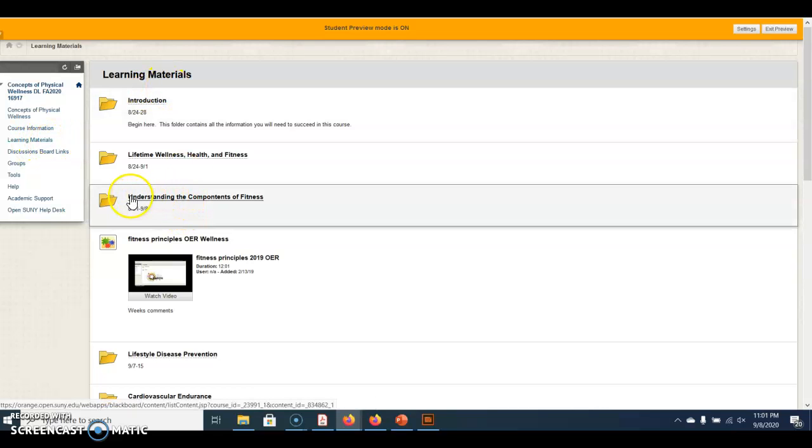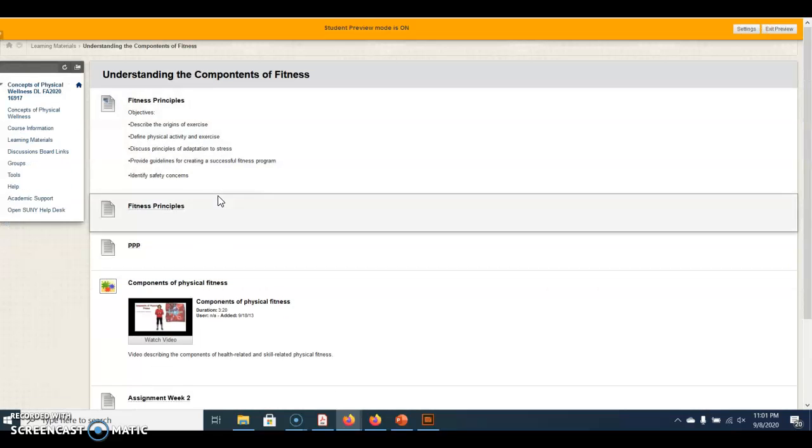Each week there is a new folder. This week our folder was understanding the components of fitness. So in our textbook, there were several pieces of information, and there are several components that are important to understand. And so these are the objectives of the chapter. You need to read the chapter, do the homework, complete the discussion board, and then go back and make sure that you can answer these questions.